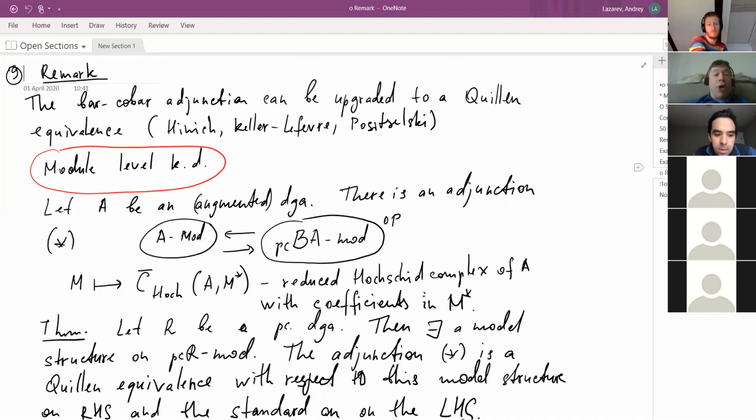Right. So this bar-cobar adjunction can be. Sorry to interrupt. Is the conilpotency condition used in showing that it's an adjunction or showing that it's an equivalence? I think it's both, actually. Both. Okay. Yeah. Right. So this bar-cobar adjunction can be improved to a certain Quillen equivalence, as proved by Hinich, Keller, Lefèvre, and Positselski.